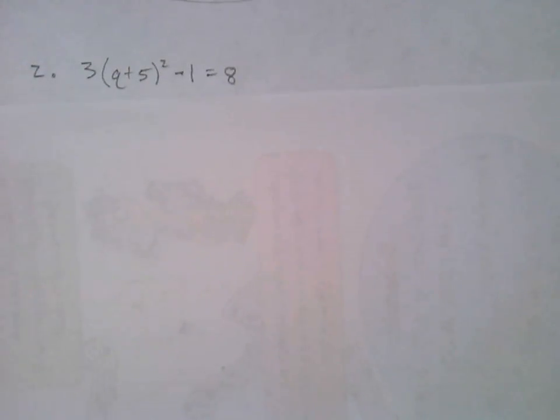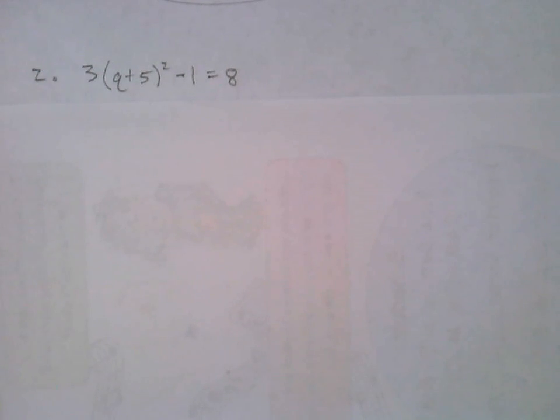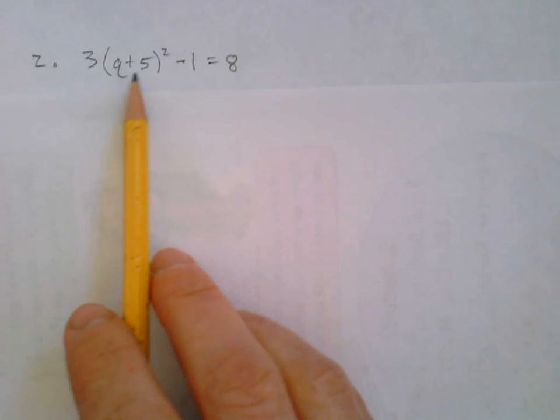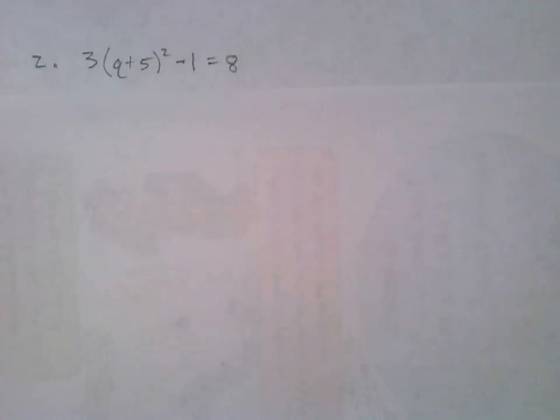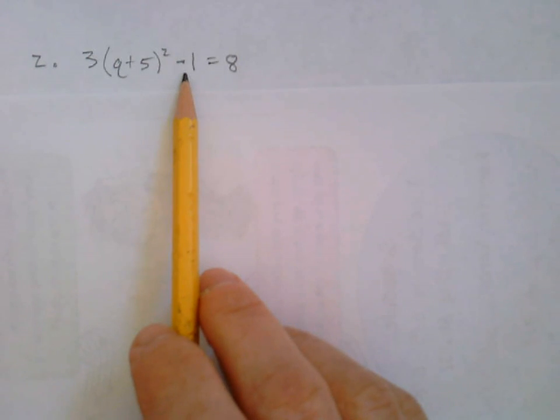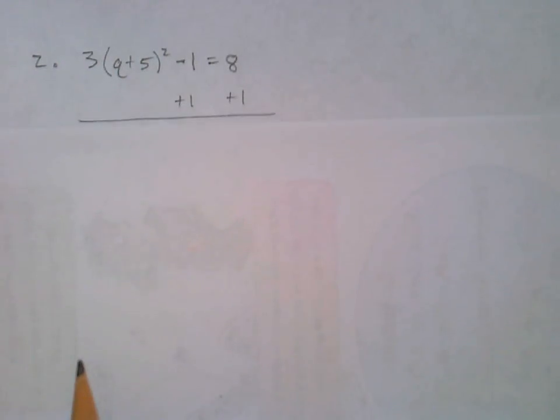Okay, then the more difficult of the two questions. 3 times the quantity q plus 5 squared minus 1 equals 8. Well, it actually starts off kind of similar to the last one, right? We want to take care of this, so we'll go ahead and add 1.